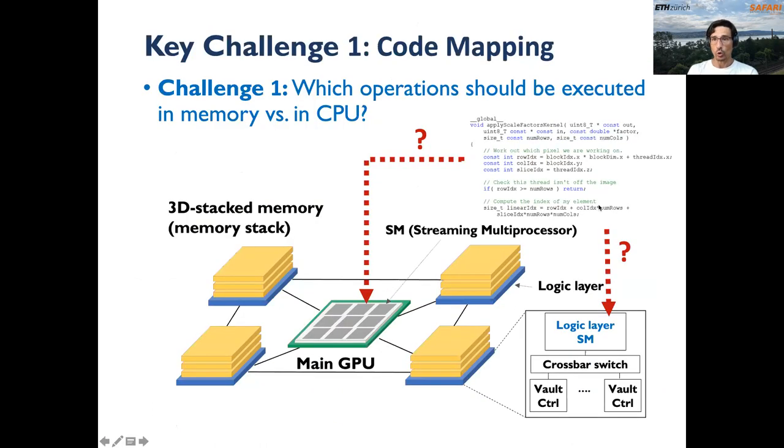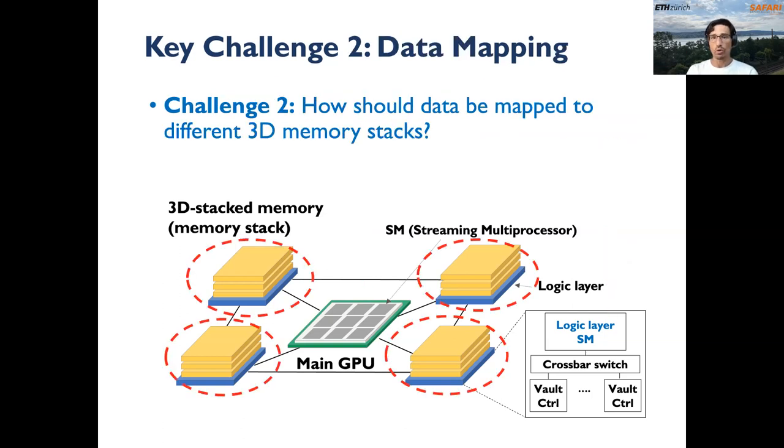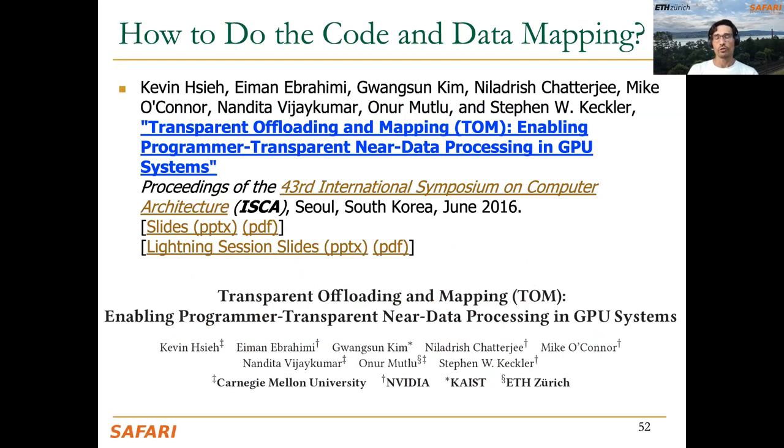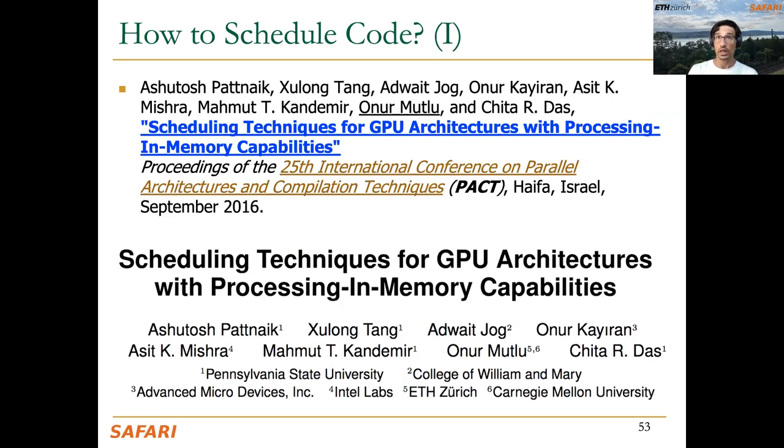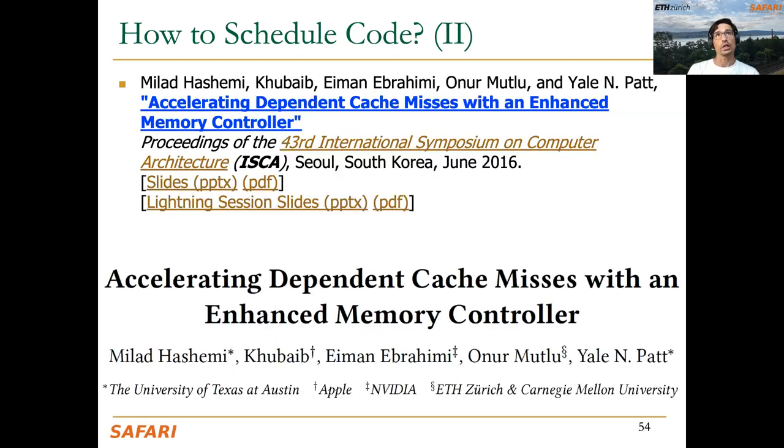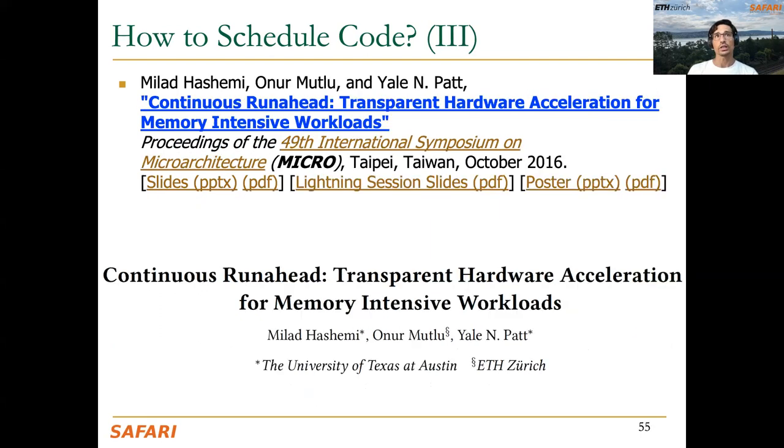But there have been also other works dealing with scheduling, how to schedule computation and when to schedule computation on the processing-in-memory side, as well as code mapping and data mapping. A couple of important works that we have covered are these for GPUs, as well as TOM, the paper from ISCA 2016, and also these scheduling techniques for GPU architectures from ISCA 2016. Also related with the topic, the work on enhanced memory controller, as well as this continuous runahead work.